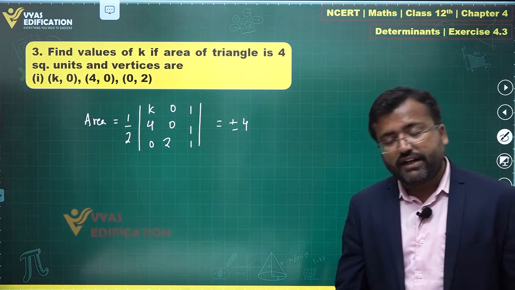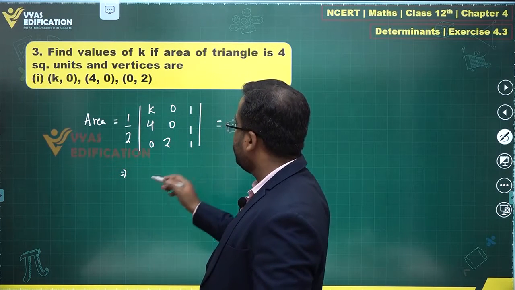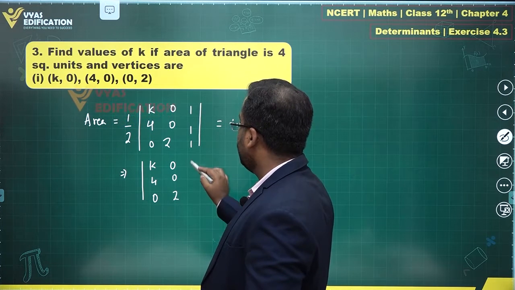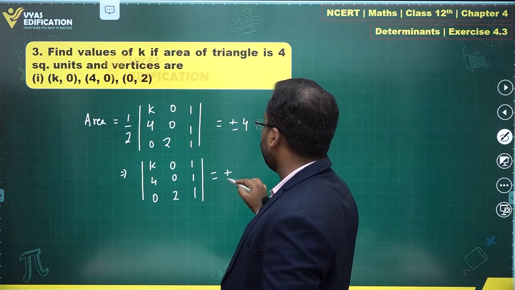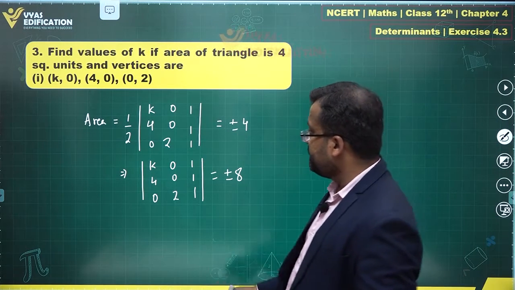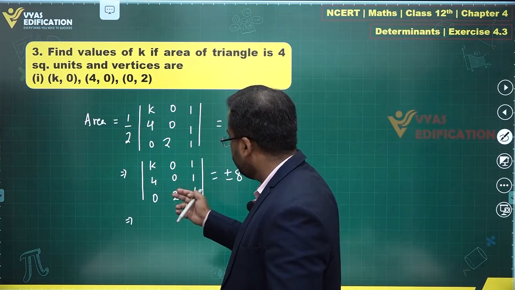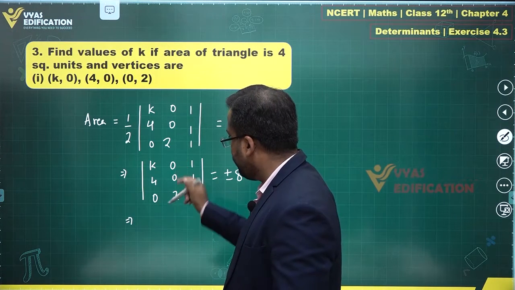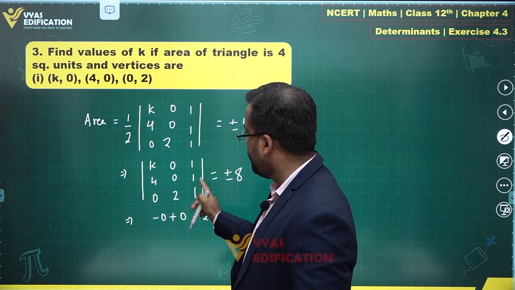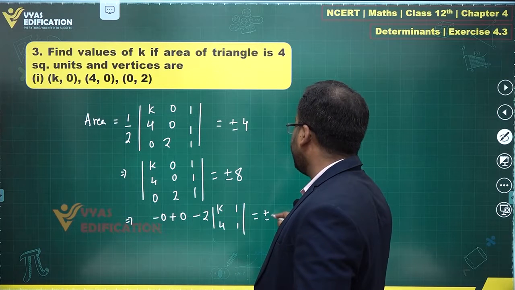Remember that. Once you know that much, you can simply expand this determinant along something. Let me write this: K, 4, 0; 0, 0, 2; 1, 1, 1 will be equal to plus or minus 8. Do you observe that? That 2 will come over here. Now let's expand along the second column. There are two zeros in this column, so you'll have minus 0 plus 0 and minus 2 times the determinant K, 4, 1, 1. This is what you'll have, plus or minus 8.